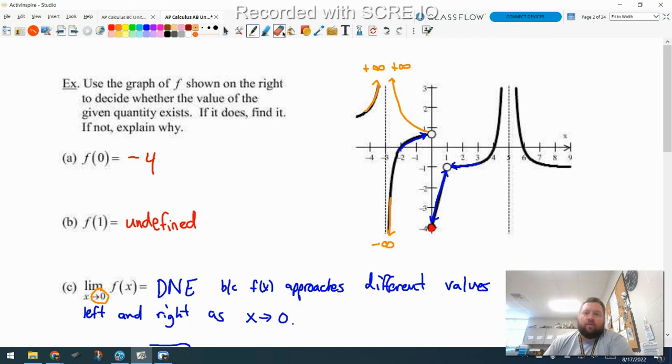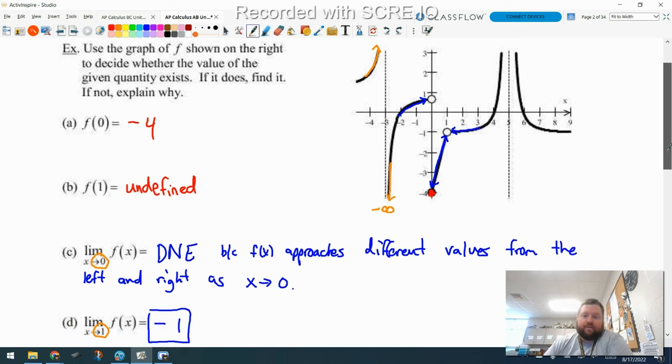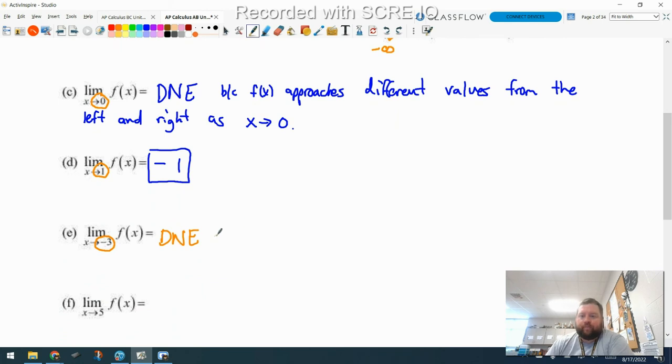We'll encounter this a little more. I don't want to go too far into it, but just letting you know, if the function approaches infinity, that is still a version of does not exist. But since these approach different infinities, it is all the way does not exist because it is approaching different values from the left and the right.